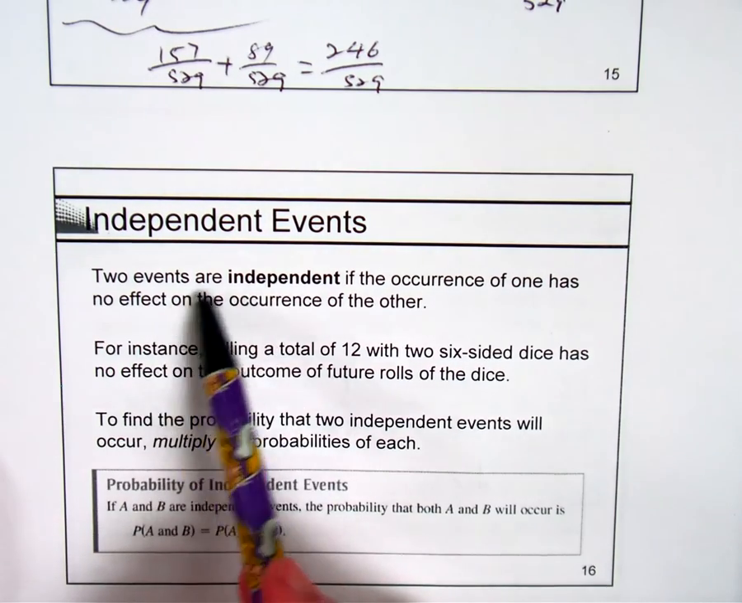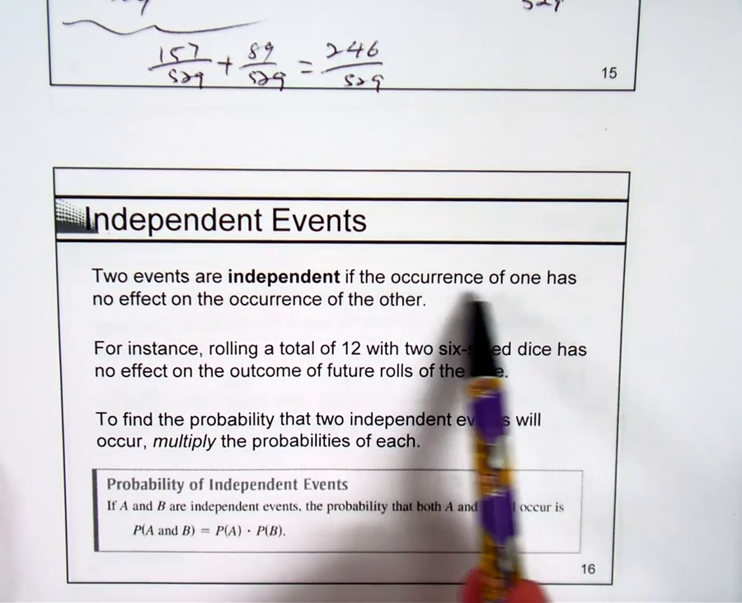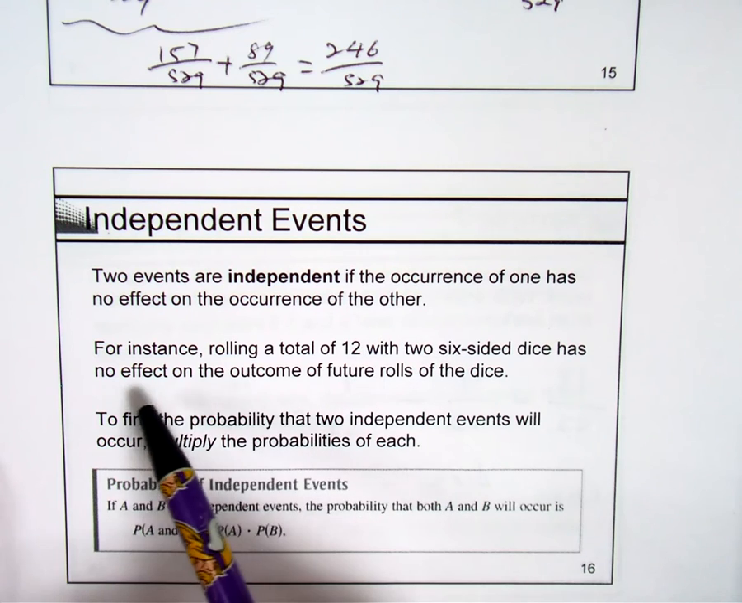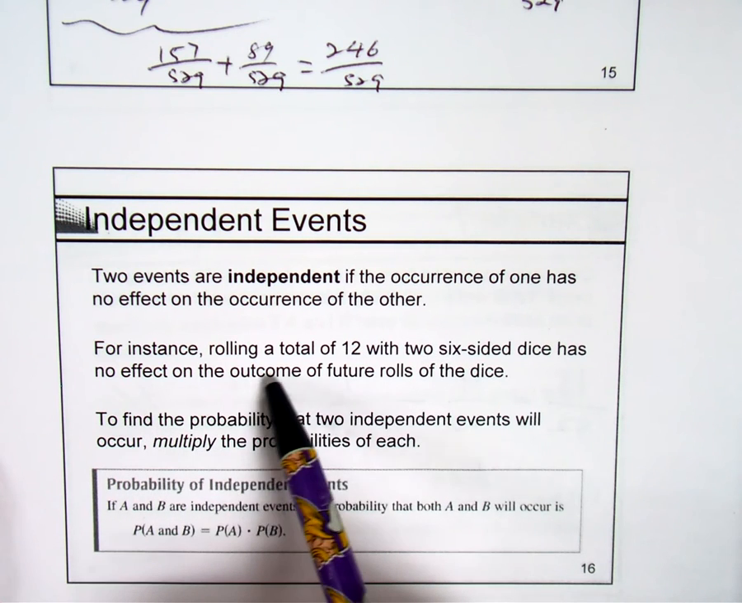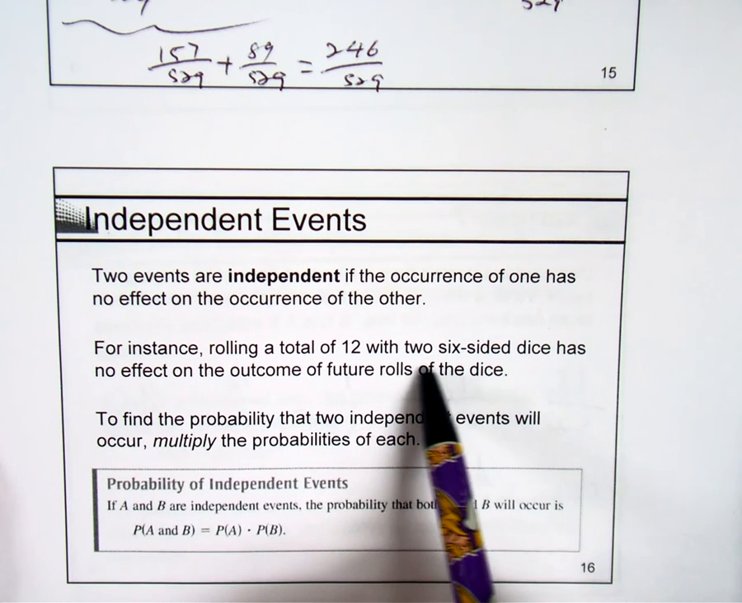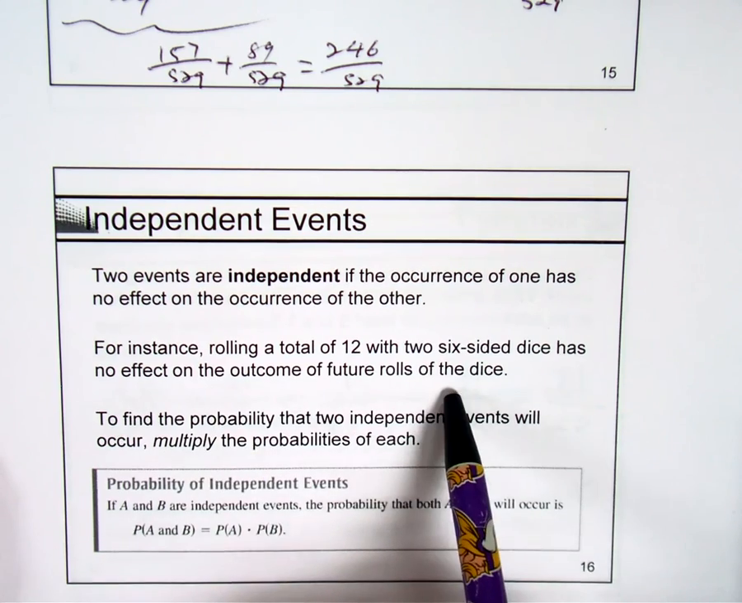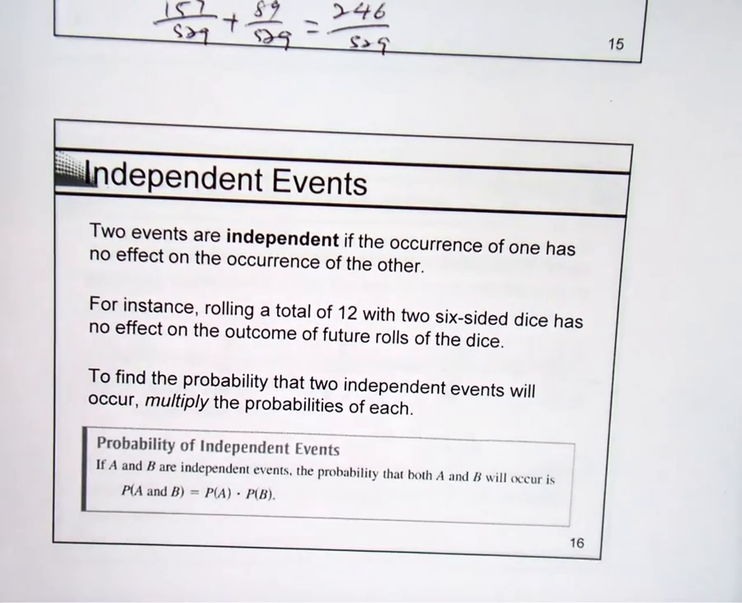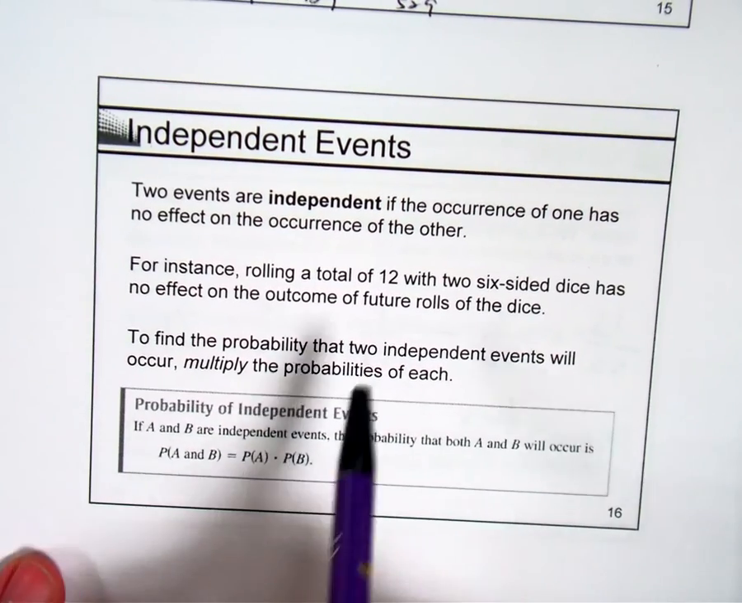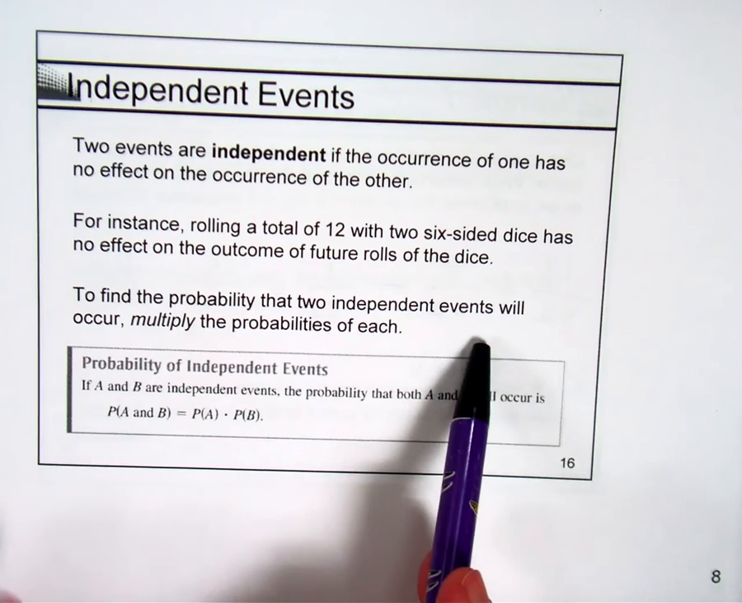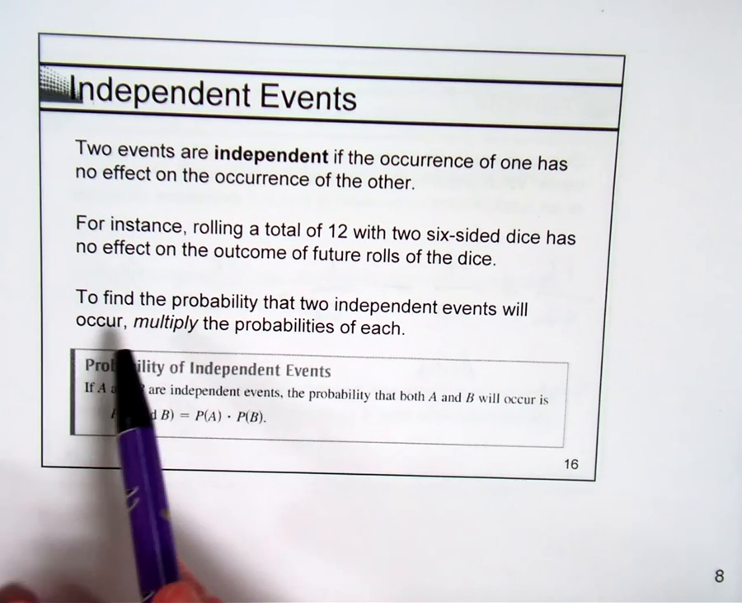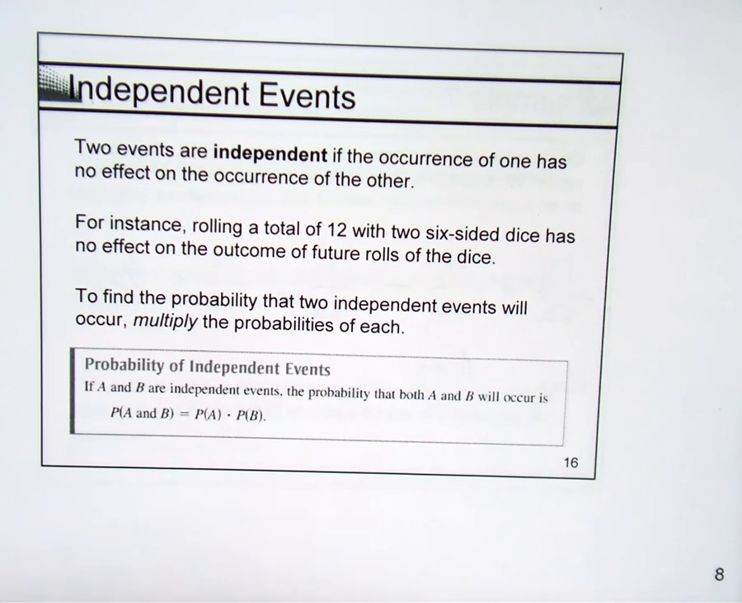Independent events. Two events are independent if the occurrence of one has no effect on the occurrence of the other. For instance, rolling a total of 12 with two 6-sided dice has no effect on the outcome of the future rolls of the dice. To find the probability that two independent events will occur, you multiply the probabilities of each event.